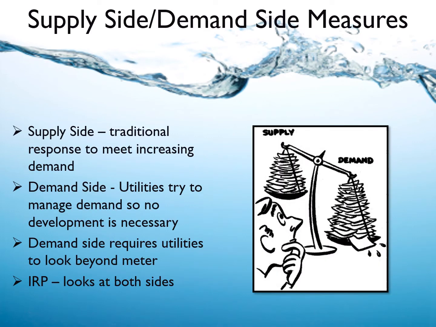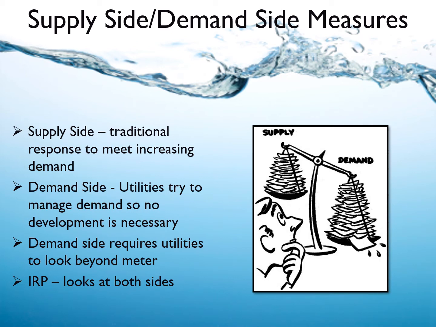So supply side and demand side measures are pretty different. Supply side is the traditional response to meet increasing demand. A good example of this is that we live in Southern California, which is a very dry climate. So the people are here, so engineers are going to build big projects in Central and Northern California to move water to where we are. They're going to satisfy our demand by increasing supply. So that's kind of important to think about.